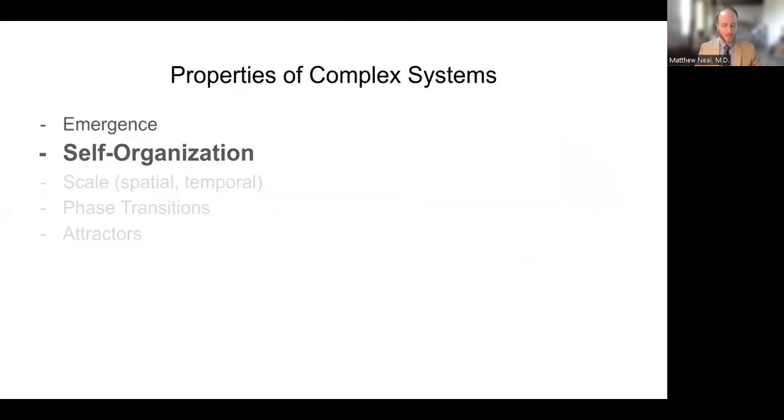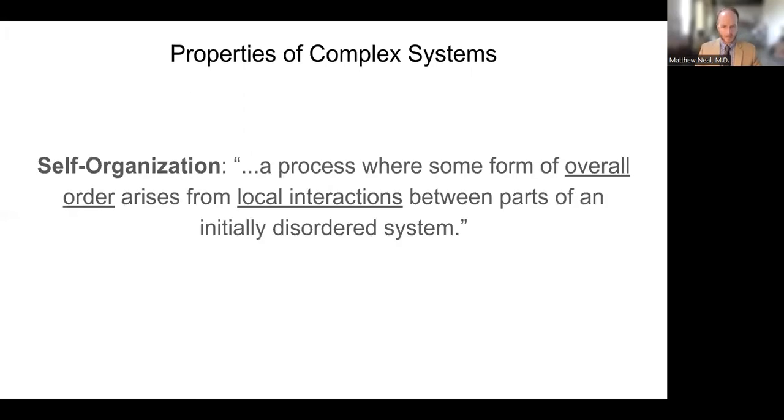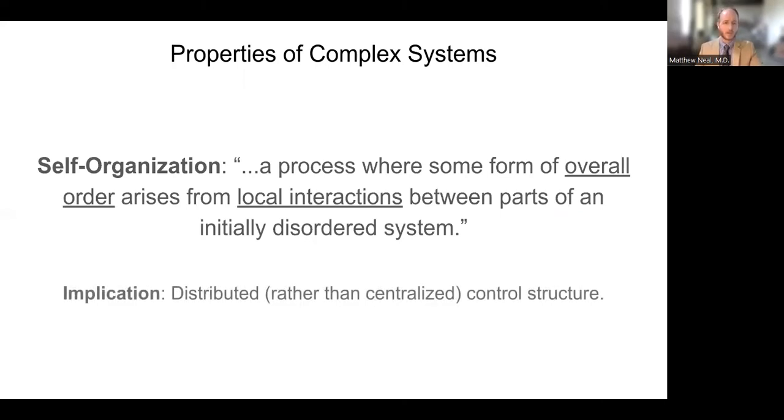So now let's talk a little bit about self-organization, which is a process where some form of overall order arises from local interactions between parts of an initially disordered system. And that's important. Nothing's telling these components of the system to do this. They do it themselves. The control of the system is distributed to each of its components rather than centralized.